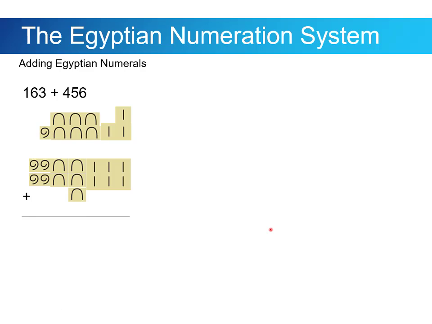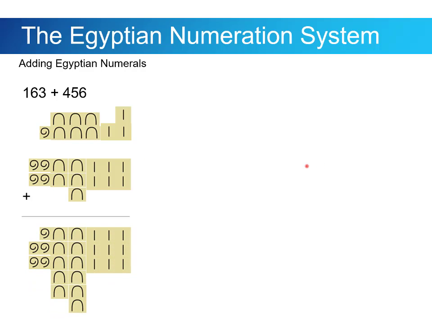Now, what would the Egyptians do if they wanted to add 2 of their numerals? So let's say 163 plus 456. Well, you can just write the group on top for 163 and the group on the bottom for 456, and then adding could not be easier in an additive numeration system. All you have to do is mush those 2 groups together. And that's it. You've just added those 2 numbers.